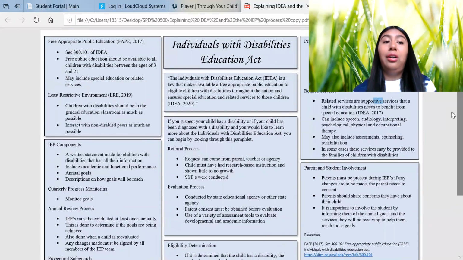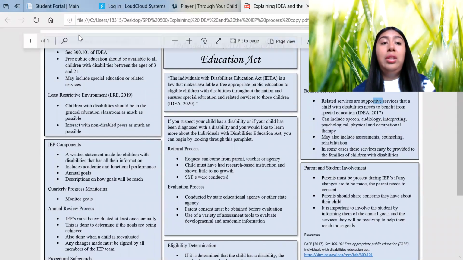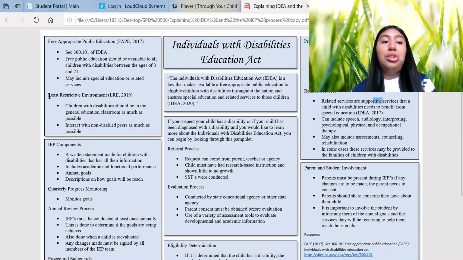Okay, if we look at our left column, you can find more information about the free appropriate public education, which is part of the IDEA. And this just gives you a little bit more information about the services that your child with disabilities is getting between the ages of 3 and 21.